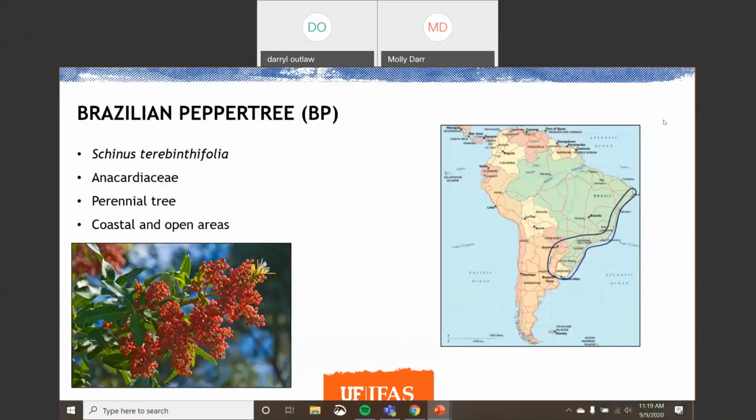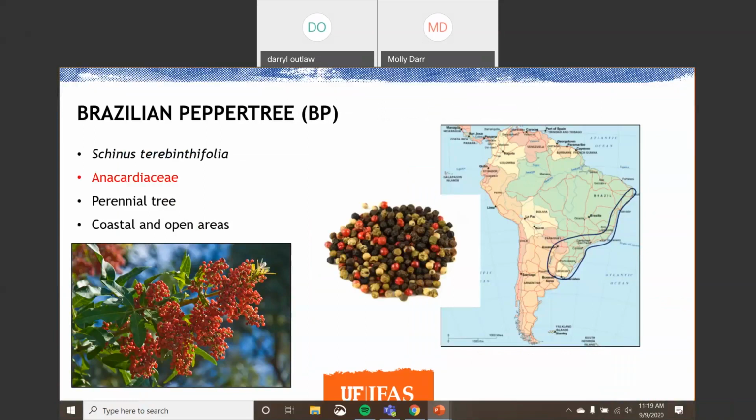So Brazilian pepper tree, the scientific name is Schinus terebinthifolius. Go ahead and click twice, Molly. This is the perennial tree that occurs in coastal and open areas in Brazil, as well as in the southeastern United States. It is a member of the Anacardiaceae, which, if you are familiar with botany at all, is the plant family of itchy and scratchy things. So it's related to poison ivy.